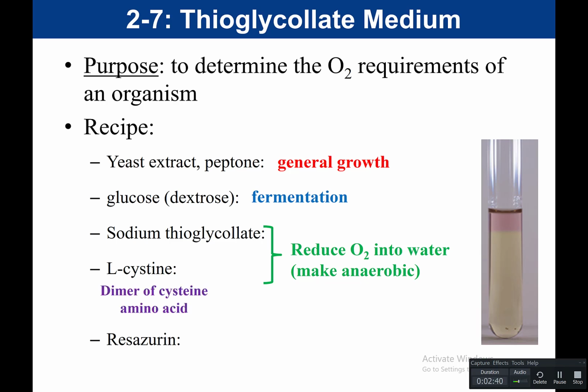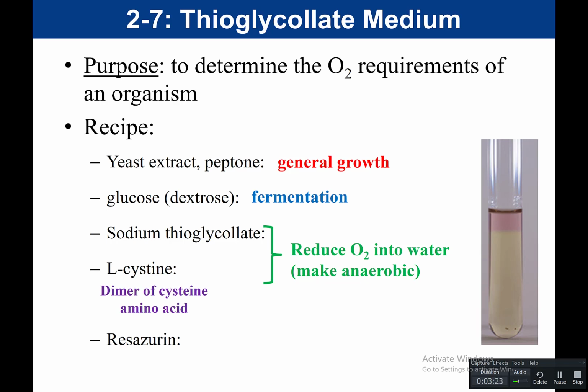Now, the L-cysteine is basically a dimer of the cysteine amino acid, meaning it's two cysteine amino acids that are linked together by their R group, which is linked by what's called a sulfhydryl bond. And that is going to allow it to help reduce O2 into water. So we have two chemicals in there whose job is to make it anaerobic. Because we want a portion of our tube that is anaerobic and a portion of our tube that is aerobic, so we can see under which condition bacteria grow.